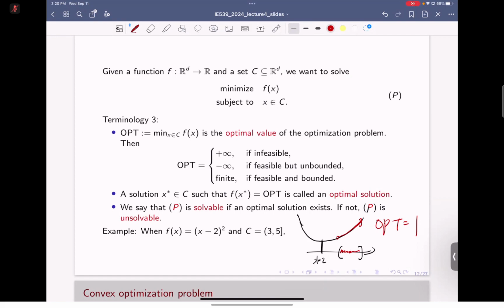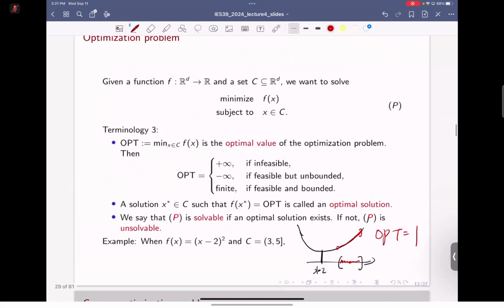Well, I guess this is an artificial example, but I guess it's good to differentiate what these terminologies mean with this one. Okay. Any question?